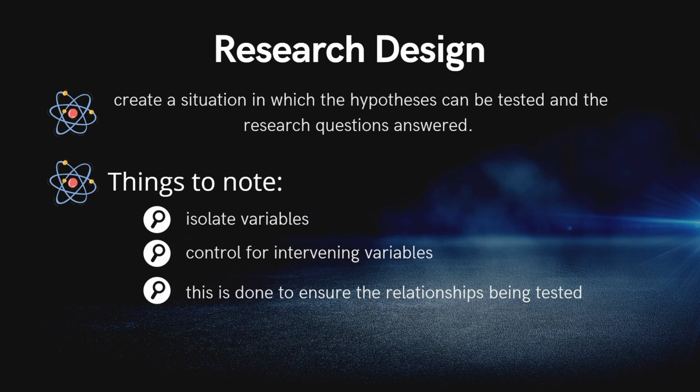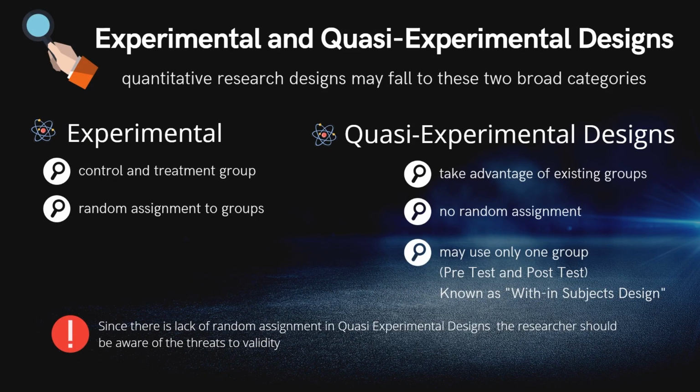So why do you need to do this? These intervening variables are really affecting the results. So it's very important that you isolate these variables and make sure they are not affecting your results. Again, this is done to ensure that the relationship being tested is caused by the ones that you're really studying, right? Not by other variables included in your study. So just take note of that, and that's a very important thing that you need to remember under research design, right? So we will now proceed to two of the main research designs that you can conduct.